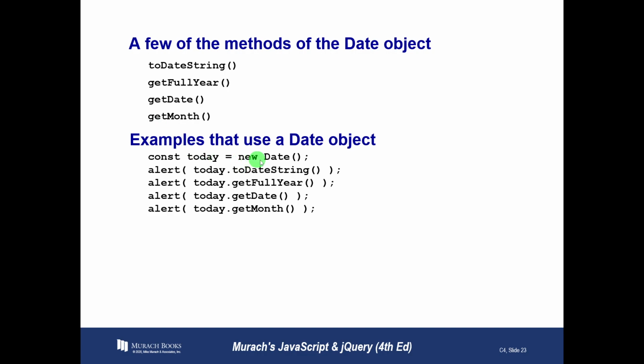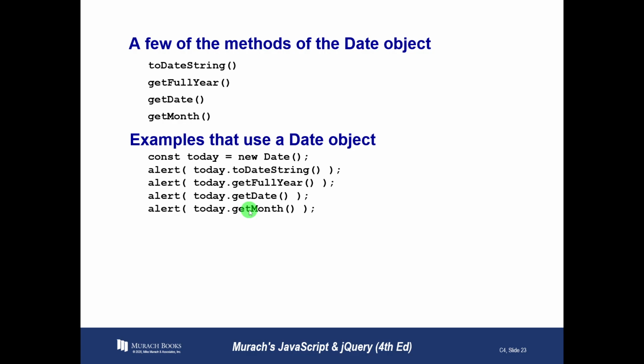And so we could do something like this: create a new date, and call up some alert boxes, today.toDateString, today.getFullYear, today.getDate, today.getMonth, to pull out the different parts of the date.